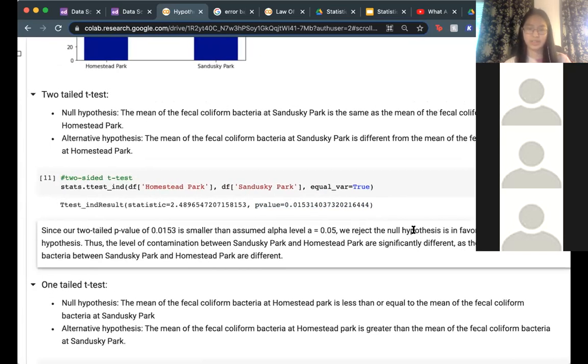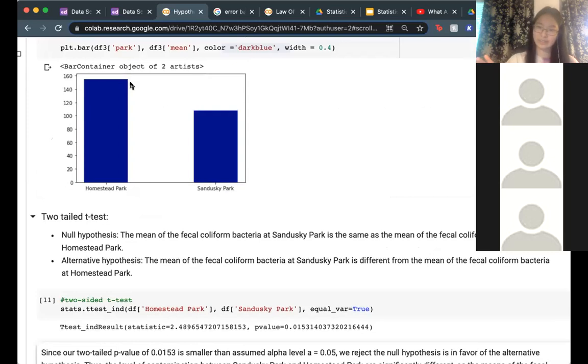And so what we're saying is basically the contamination between the park of Sandusky and the park for Homestead, the means of the bacteria there are significantly different. You can put significantly here because you have the quantitative evidence that you actually have a quantitative difference in the means. But normally, if you're just looking at this graph, you cannot say significantly.